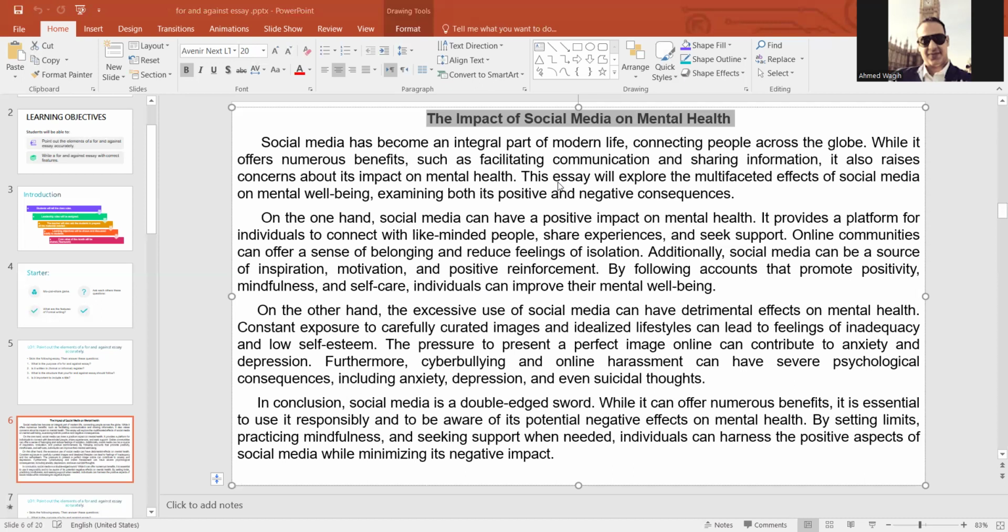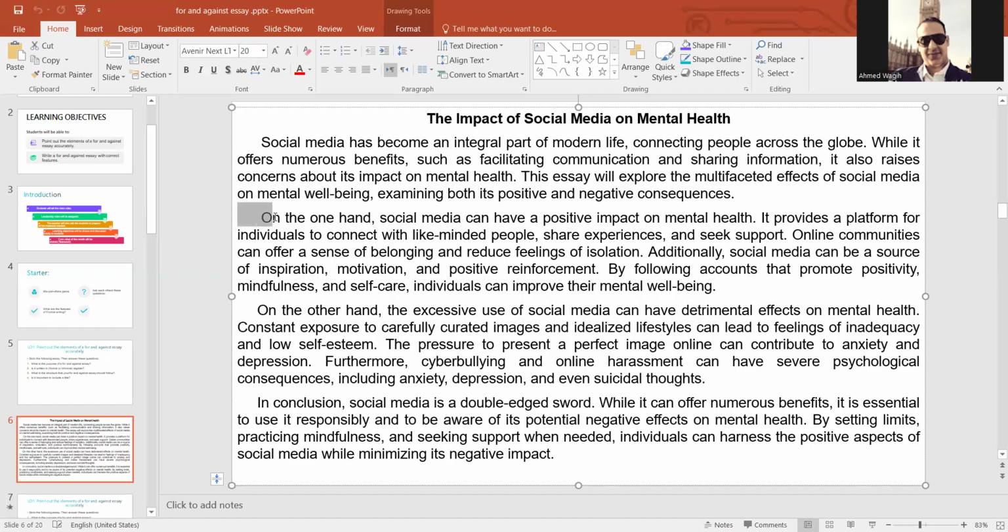This is really important to write this sentence, and this is called the thesis statement. The thesis statement is a sentence that we write at the end of the introduction, and this sentence summarizes the content of your essay, what you're going to tackle or discuss in the main body paragraphs later. So look at the thesis statement. This essay will explore the multifaceted effects of social media on mental well-being, examining both its positive and negative consequences. So it shows me what you're going to tackle.